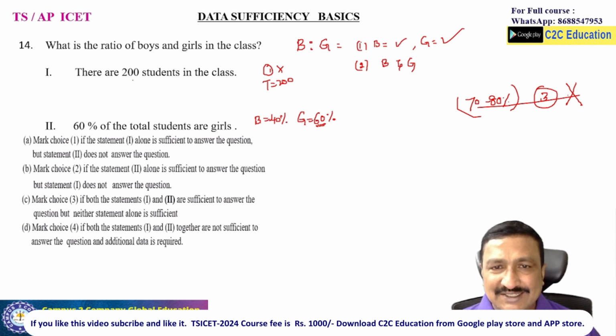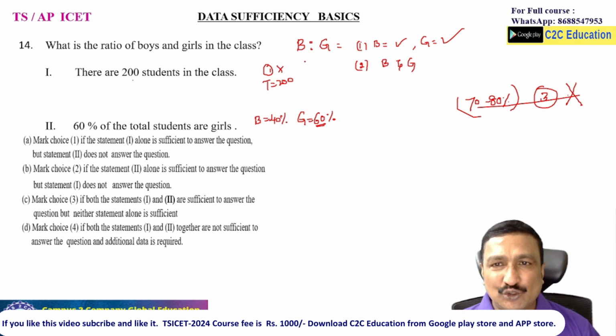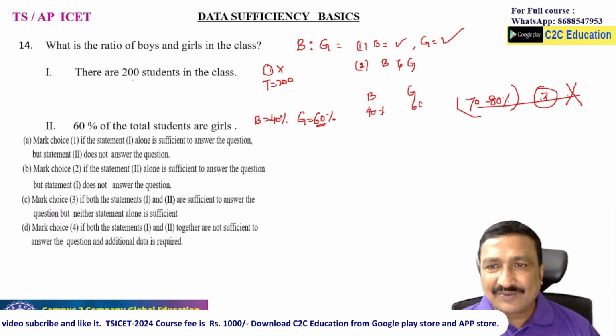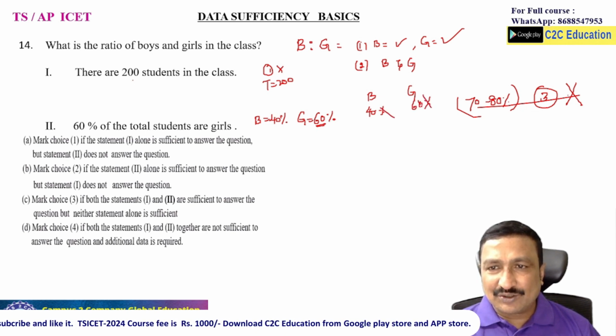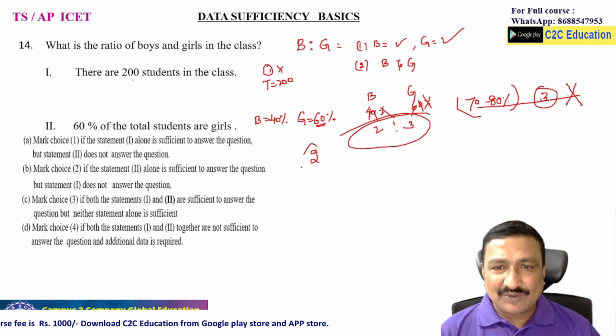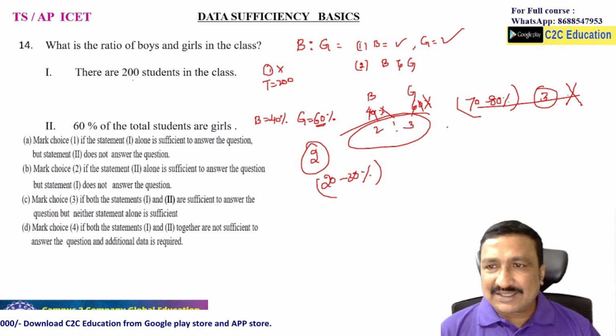Once you know girls are 60 and boys are 40, they are asking for the ratio. So boys are 40 and girls are 60. I can cancel the percentage and the zeros, and the answer is 2:3. So according to the second statement, I know the relation between boys and girls, so I can find the answer. So your answer is the second option. Only 20 to 30% of students keep this answer. The rest, 70 to 80% of people, will combine these two statements and keep the answer as the third option, which is wrong. So don't go for this category.